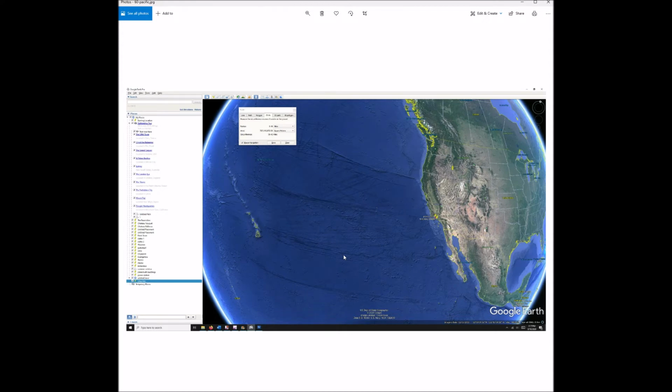So yes, I've drawn that circle on this map again. That's how much we see. Can you find the circle? It's that little yellow dot right there. That would be what we'd see of the Earth if we were standing on the deck of our cruise ship.